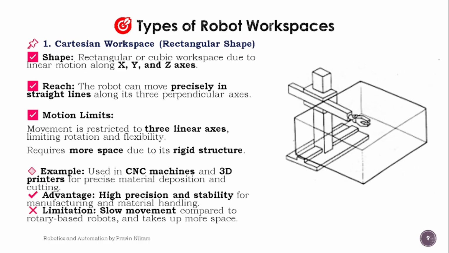Example is used in CNC machines and 3D printers for precise material deposition and cutting. Advantage is high precision and stability for manufacturing and material handling. And limitation is slow movement compared to rotary based robots and takes up more space.